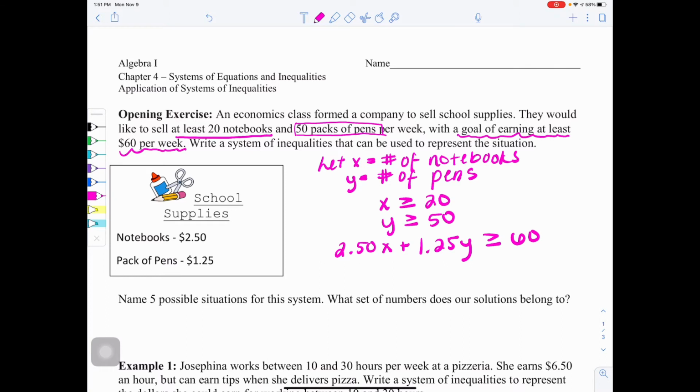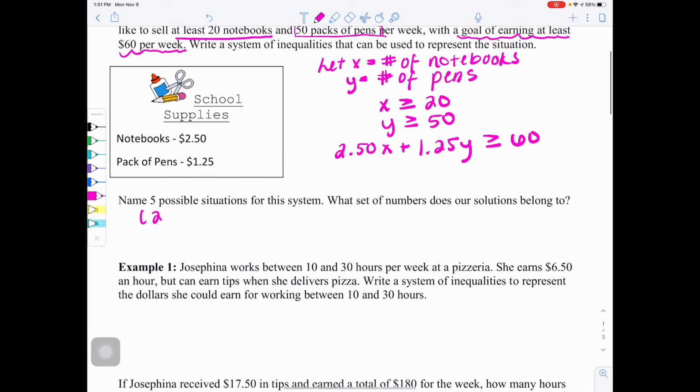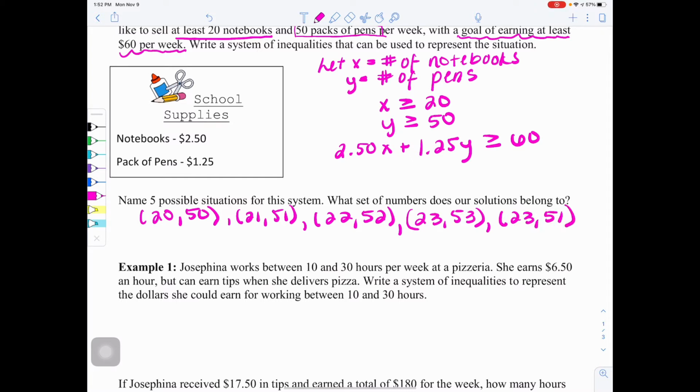Then you're going to name 5 possible solutions for this system. What set of numbers does our solution belong to? Okay, so here are the answers I had. I put 20 and 50, x and y, that satisfy all 3 of those inequalities. 21 and 51, 22 and 52, 23 and 53, and lastly, I had 23 and 51.